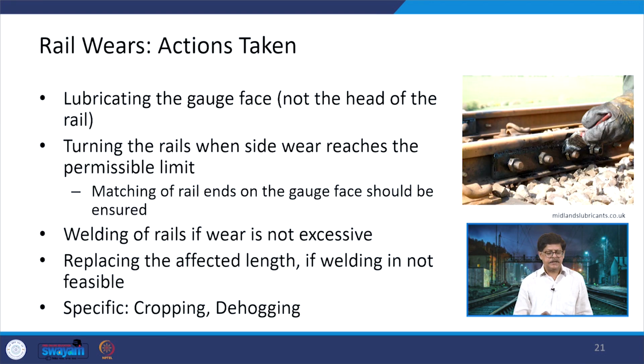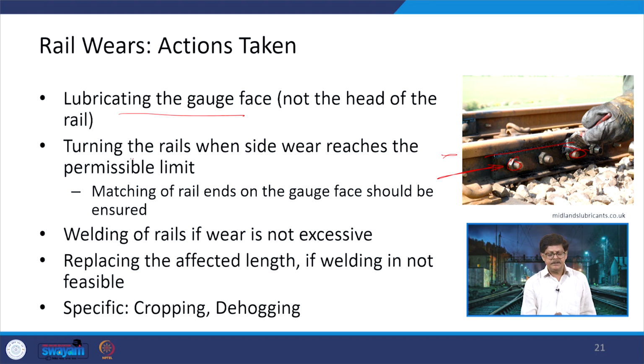Another issue is how to prevent these things, what actions can be taken. So, the very first is lubricating the gauge face, but we are not lubricating the head of the rail. It is the gauge face, whatever the material is being provided. If you see here, there is a fish plate with the bolts, and the greasing of the fish plates and the bolts is being done here manually. There are automatic lubricating items also, and they can be fixed and they will lubricate these locations.